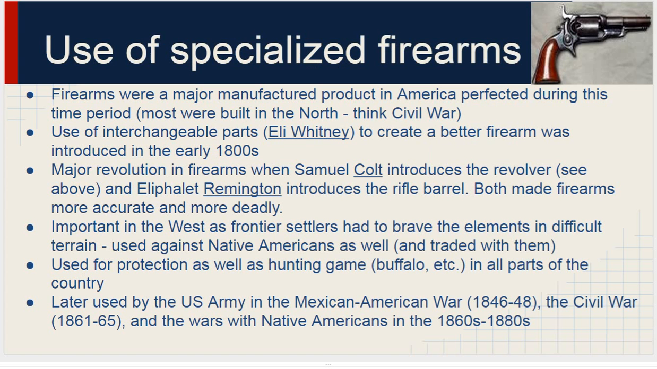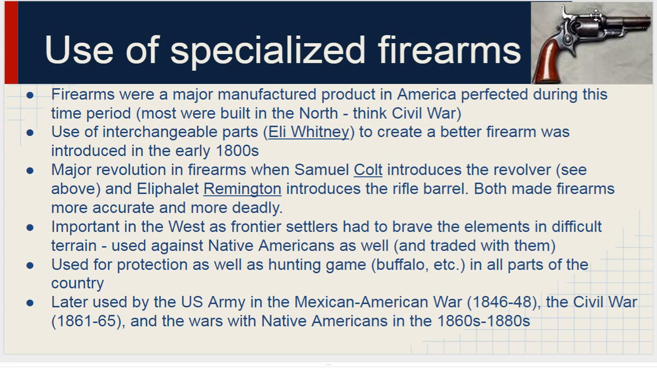Another industry that really took off during this time period was the growth of the firearms industry. Firearms were a major manufactured product in America. It was one of the first to really start to take off. It makes sense. People needed the guns to hunt, to protect themselves on the frontier. Eli Whitney had started with his interchangeable parts with a firearm, and then that got transferred to Samuel Colt, who introduced the revolver, which is this up here.